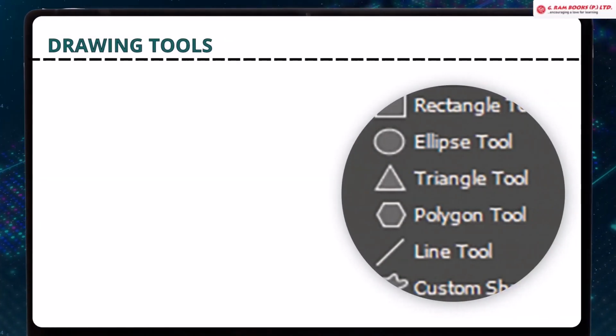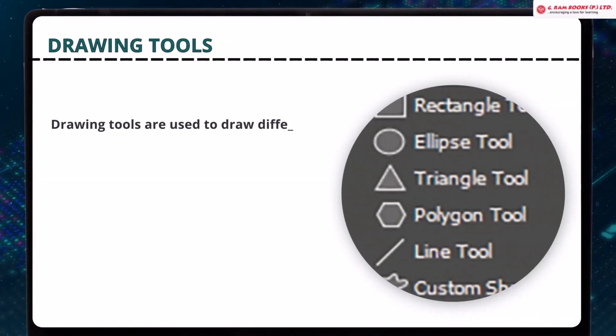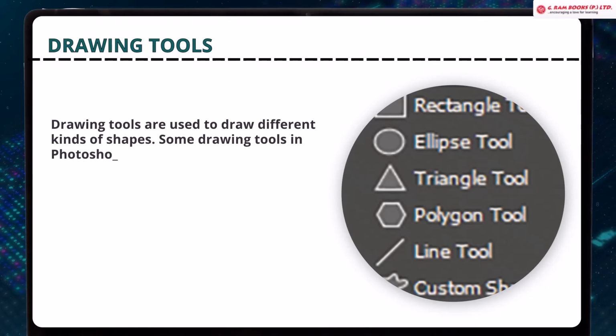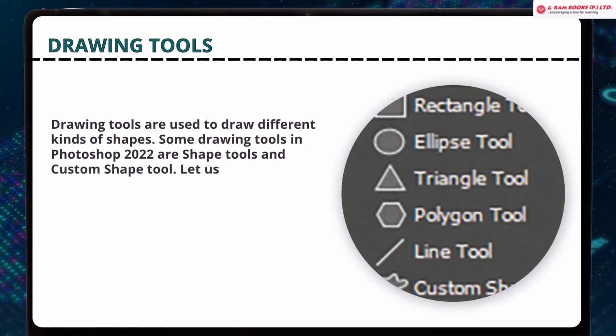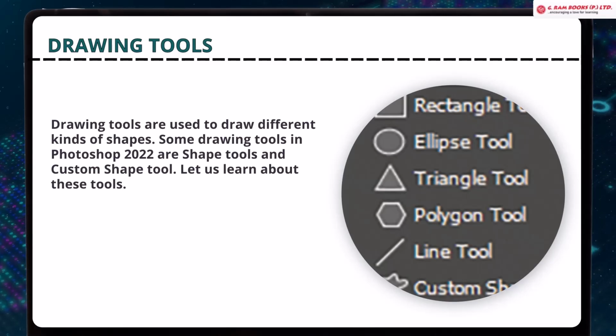Drawing tools. Drawing tools are used to draw different kinds of shapes. Some drawing tools in Photoshop 2022 are Shape Tools and Custom Shape Tool. Let us learn about these tools.